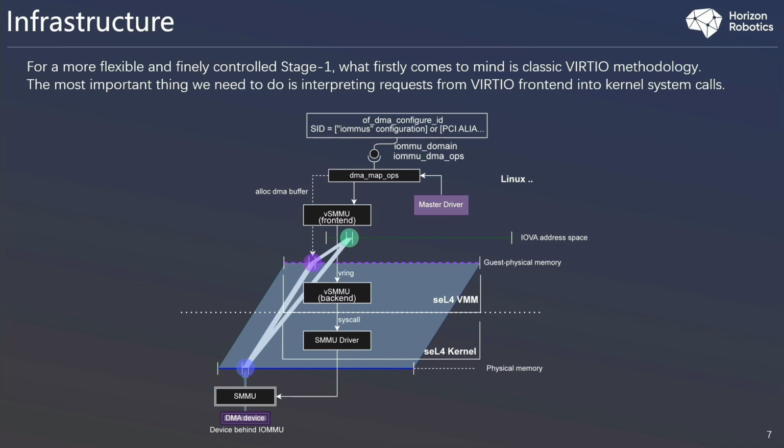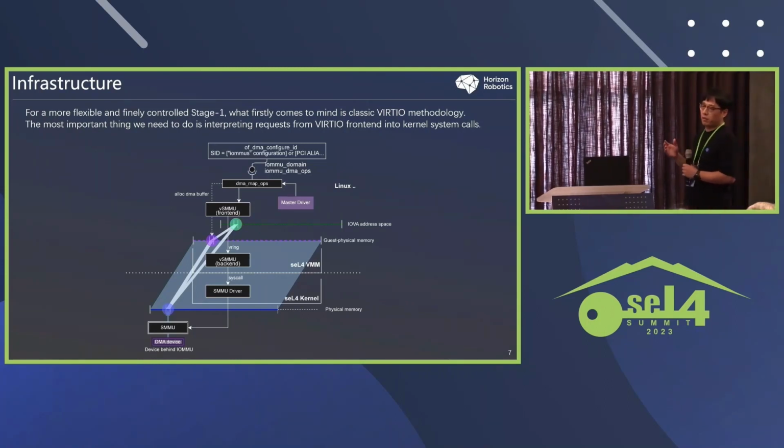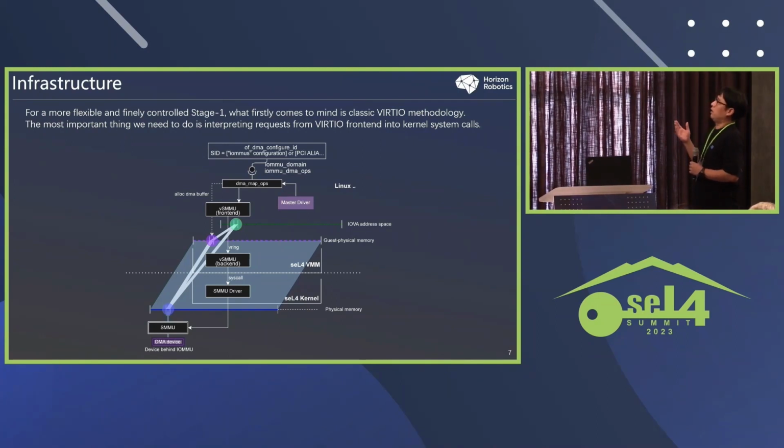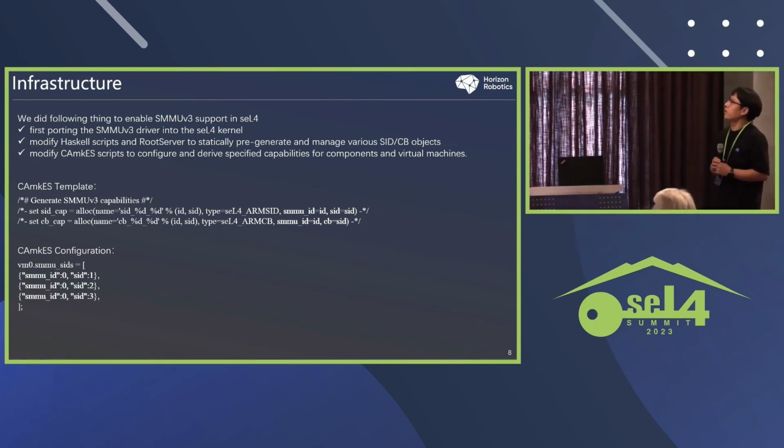First, we support the guest OS with SMMU as a virtual device, and what we need to do is interpret the requests from the virtual front end and pass all the parameters into the seL4 kernel system call. The backend here is very lightweight, just similar to a bypass. So as a result, we did the following things to support SMMU version 3 in seL4.